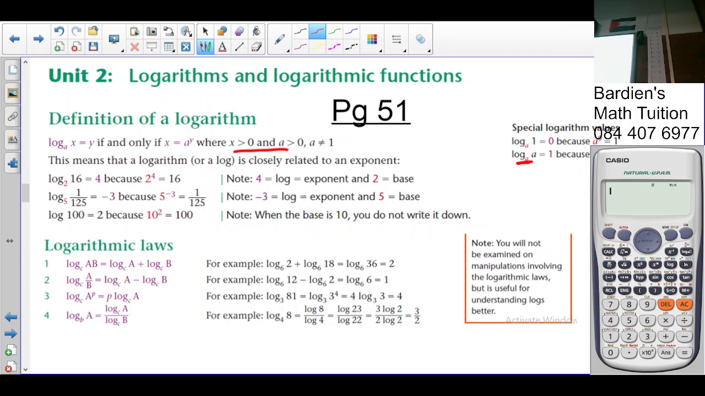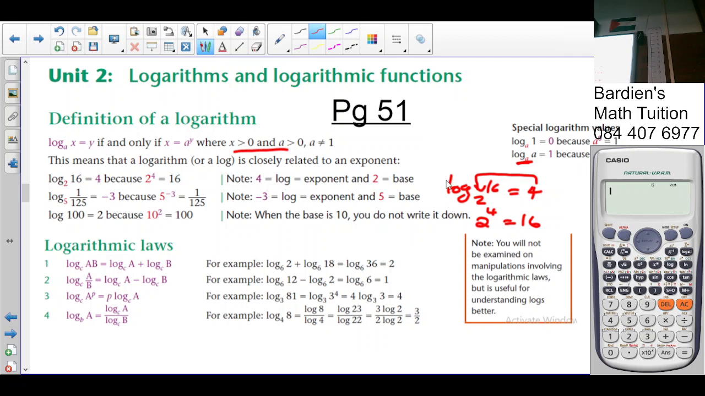So here we got log of 16 base 2 is equal to 4. So we say log of 16 base 2 is equal to 4. Okay? Because you see here this base remains the base. 2 to the 4 is equal to 16. Can you see that, people? Yes? Let's look at the next one.